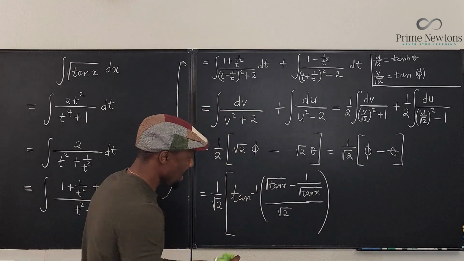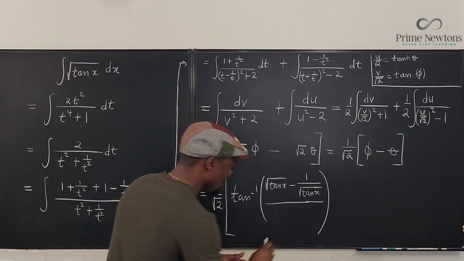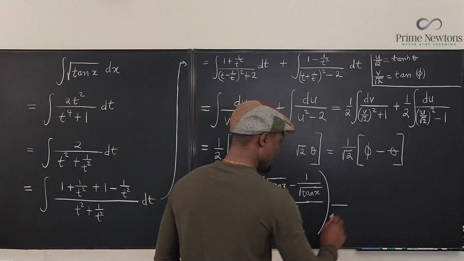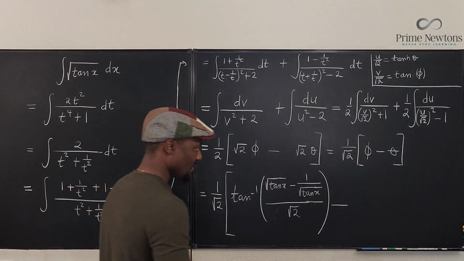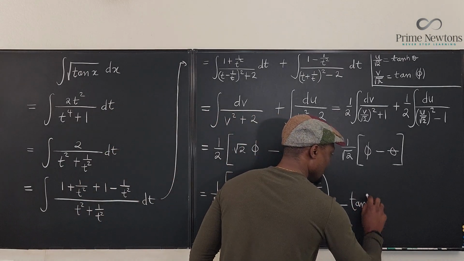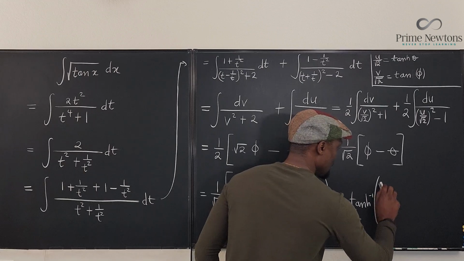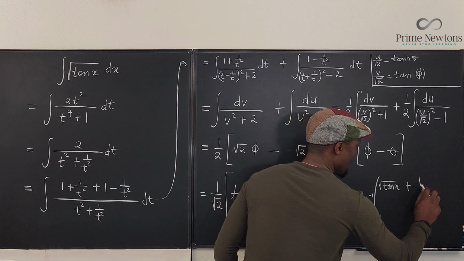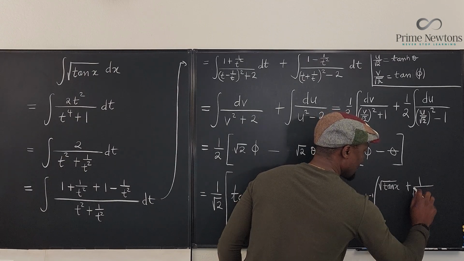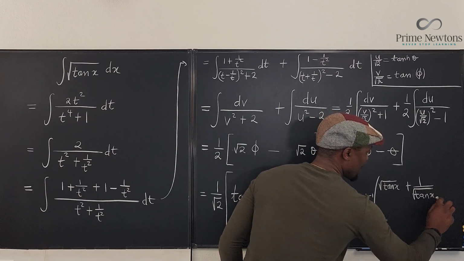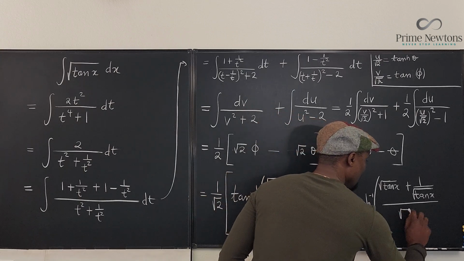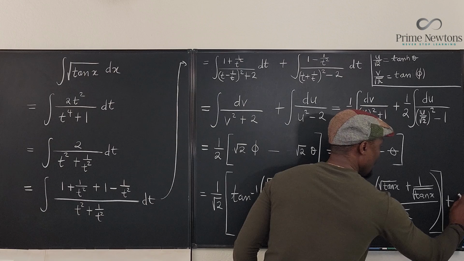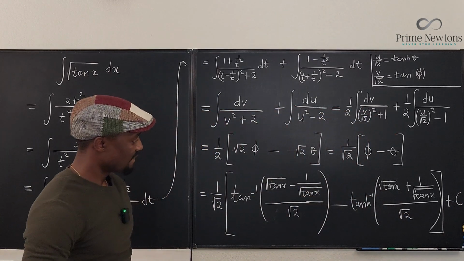That is the first part of the answer. Let's centralize this. Square root of 2. Nice. Minus the inverse hyperbolic tangent of the square root of tan x plus 1 over the square root of tan x, divided by the square root of 2. Plus c.